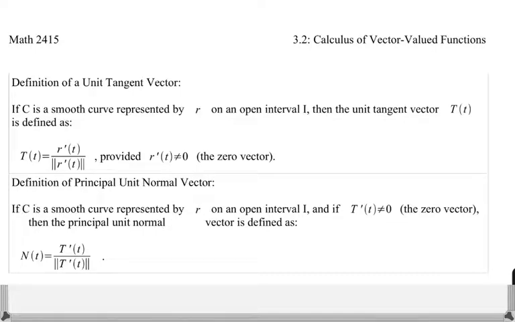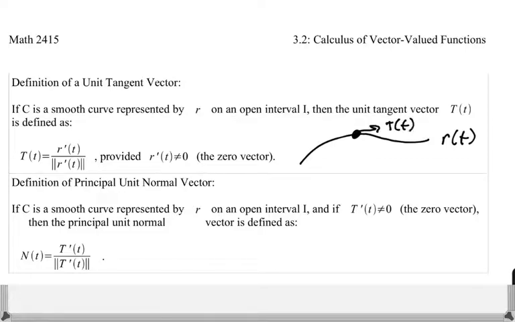So, definition of a unit tangent vector. If C is a smooth curve represented by r, the vector valued function r, on an interval I, then the unit tangent vector, big T of little t, is defined as r prime of t over the magnitude of r prime of t, provided that r prime of t is not the zero vector. So we can draw our vector valued function r of t, and then we have our unit tangent vector.